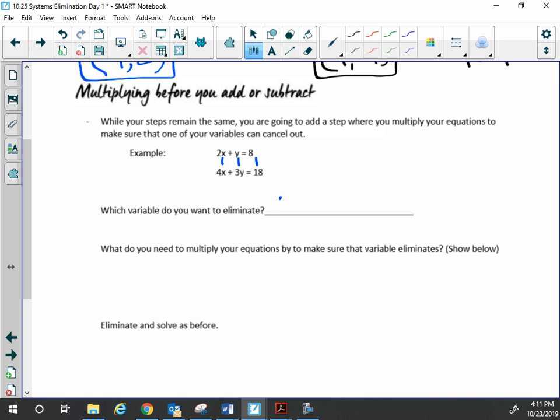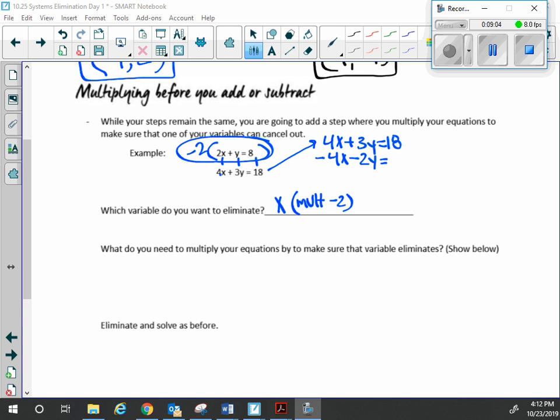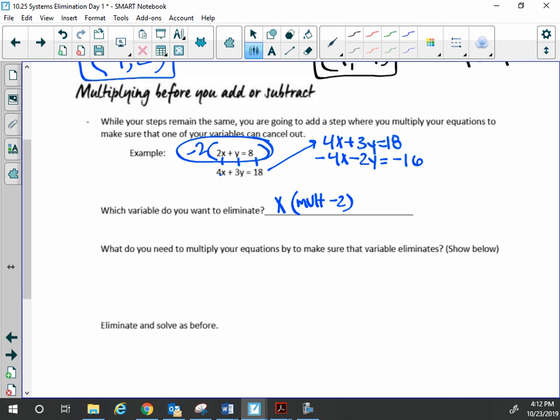So let's eliminate x first. If I want to eliminate x, I'll do x in blue, and then we can go back and I'll show you how to eliminate y, because either way would work. So if I eliminate x, I'm going to have to multiply that top equation, because how do I get from 2 to 4 and then make it the opposite? So times -2. So that will eliminate out. So I'm going to pull this one over here. 4x plus 3y equals 18. And then if I multiply this top one by -2, I get -4x minus 2y equals -16.